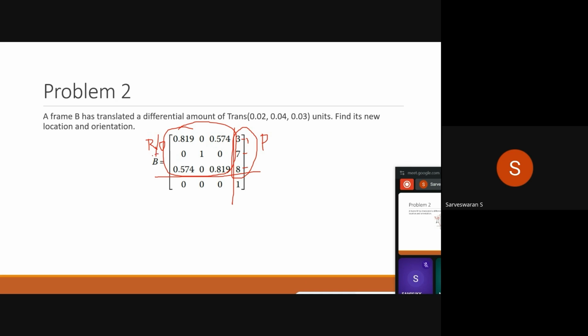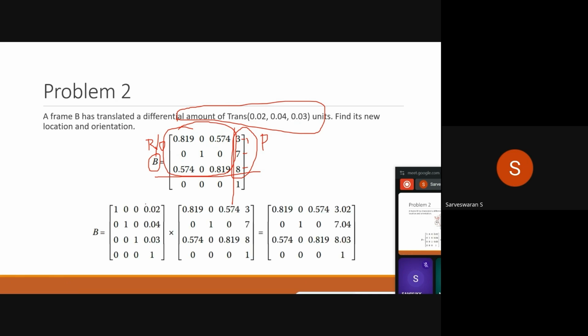And in this problem, the frame B is translated by a differential amount of translation of 0.02, 0.04, and 0.03 units. Find its new location and orientation. This is the initial position and orientation of your robotic arm. So when we provide some differential movements, we have to find out what is my new position and orientation.